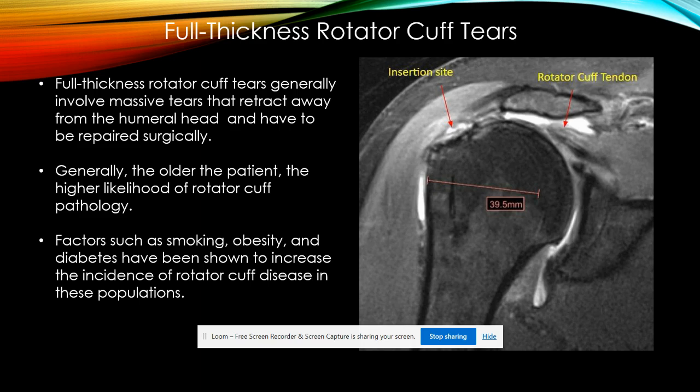So anytime we're taking a history, generally the older the patient, the higher the likelihood of them having a rotator cuff tear. Factors such as persistent smoking, obesity, and diabetes have been shown to increase the prevalence of rotator cuff disease and also tears.